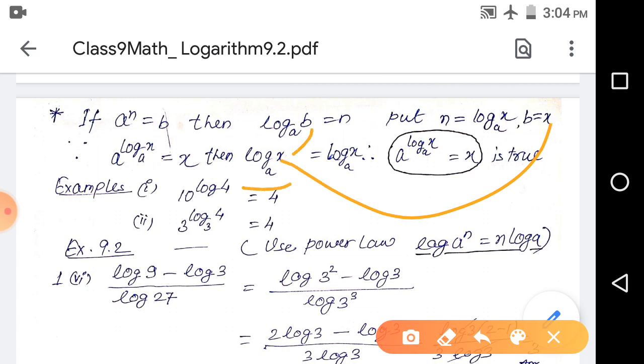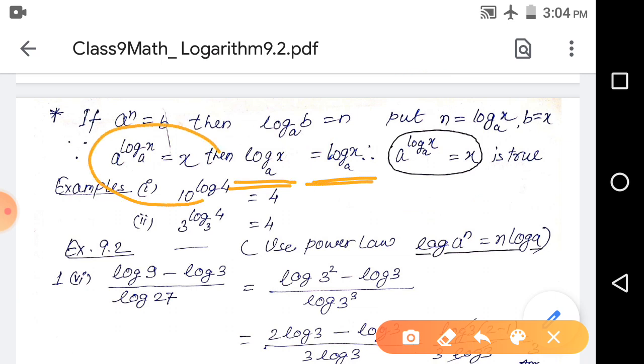So a to the power log base a x equals x, where log base a x is the value of n. That means this is true. Whatever we have on the right hand side, the same thing is on the left hand side. Left hand side is equal to right hand side, same things are there. That means this condition is true, because this is the initial condition for what we got here.